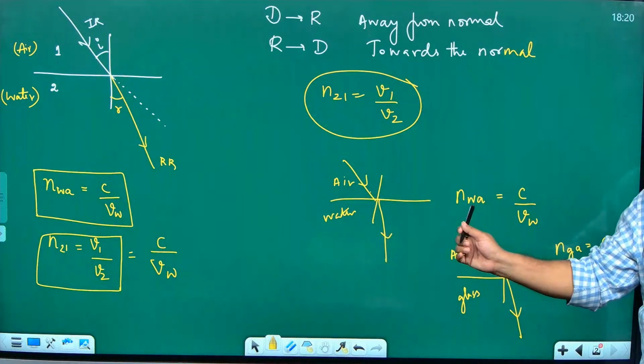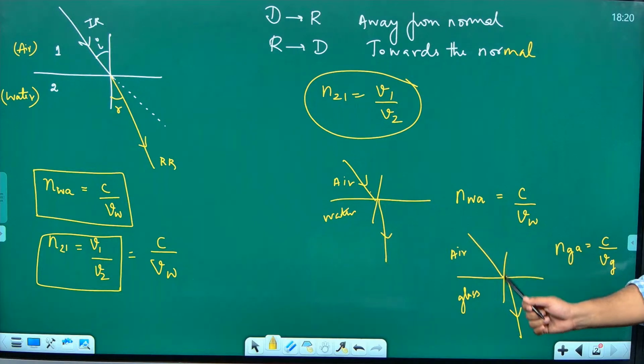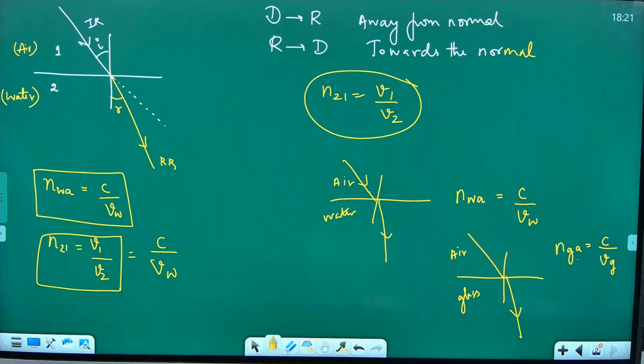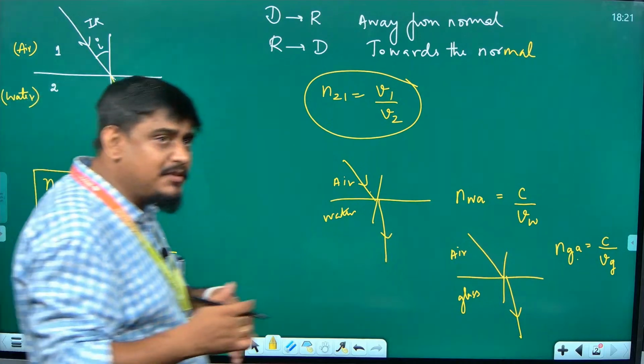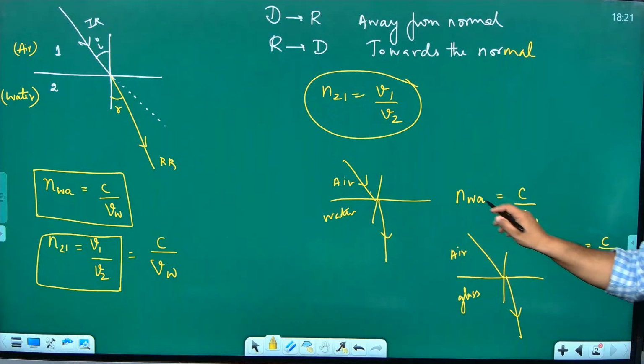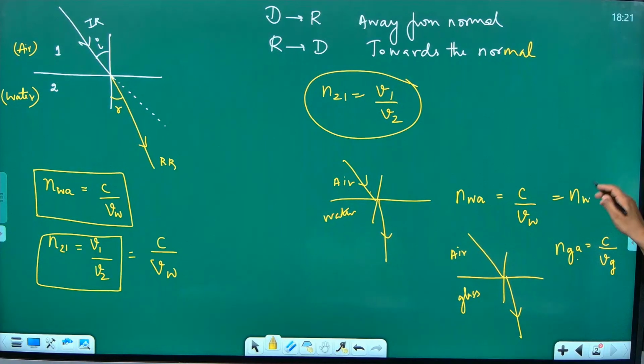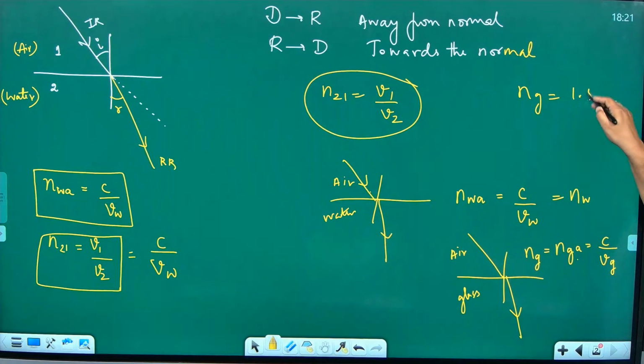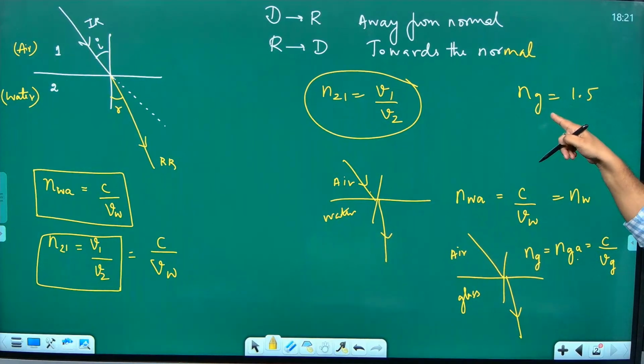So, these two things are clear. Refractive index of water with respect to air is C by Vw. Refractive index of glass with respect to air is C by Vg. One more thing I will say now. Refractive index of any material with respect to air can sometimes be written as just refractive index itself, that is, refractive index of water. Sometimes they do not write air. This can be written as refractive index of glass. So, if I write refractive index of glass is 1.5, it means refractive index of glass with respect to air.